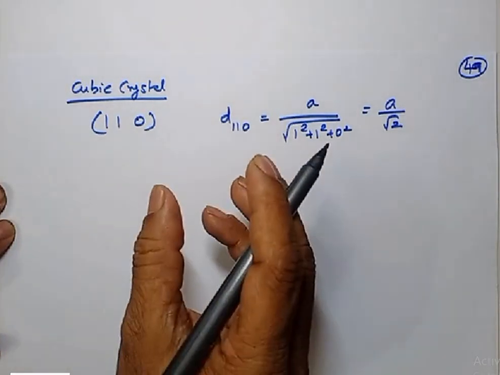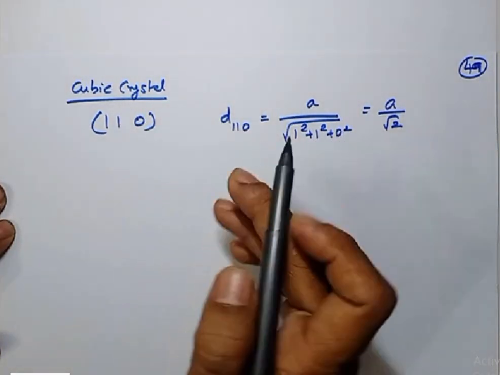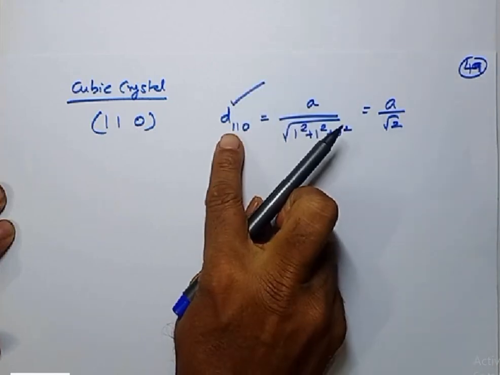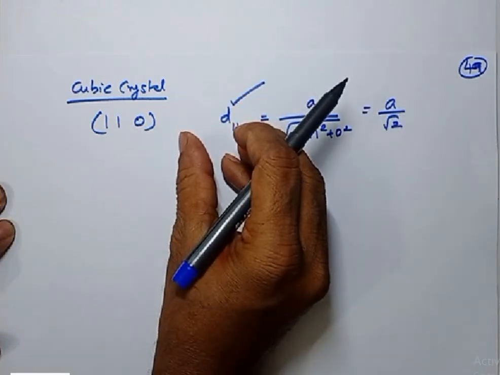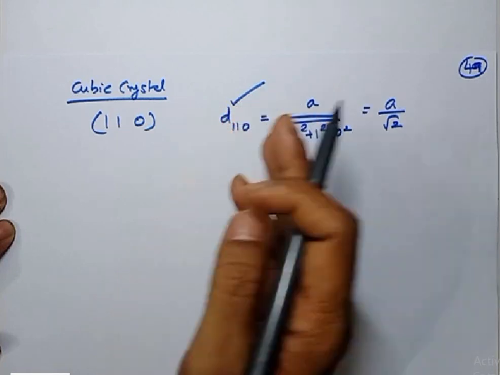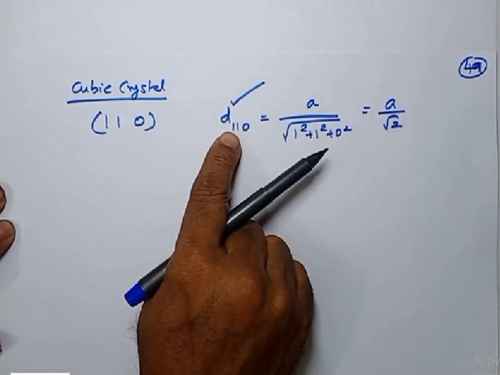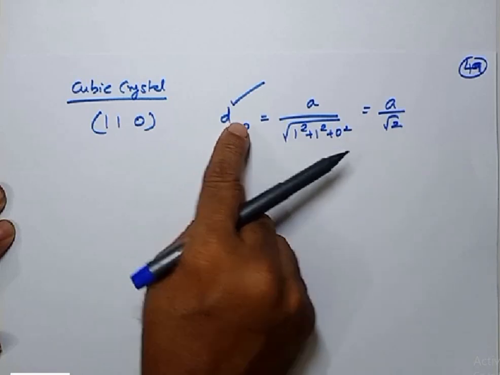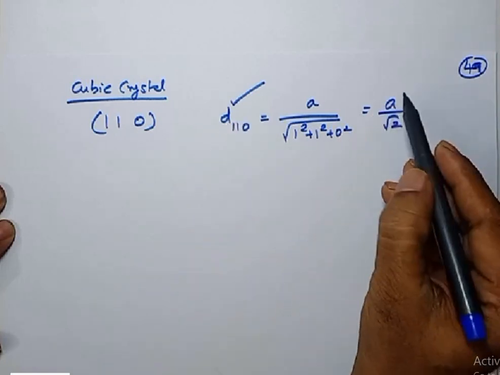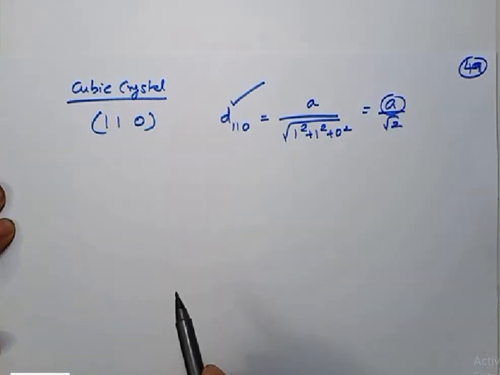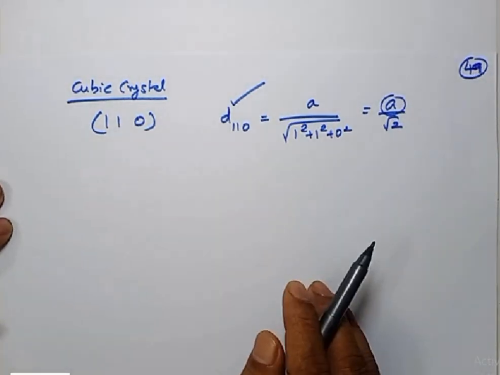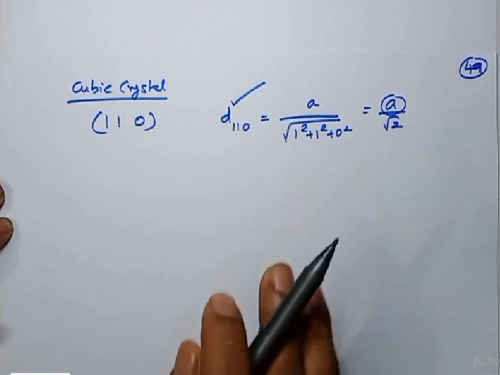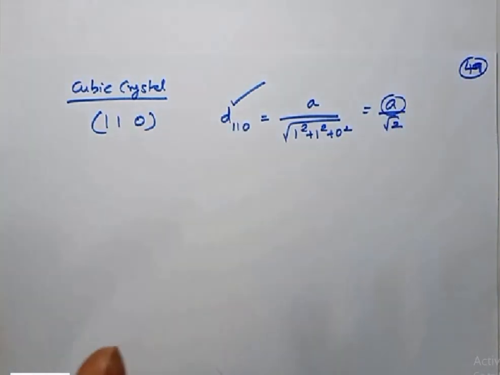Through the X-ray diffraction technique, we can find the interplanar distance experimentally. If you know the interplanar distance, you can find the unit cell parameter A. This relation is very important because using this you can find the unit cell parameters A, B, C, alpha, beta, gamma, everything. Take note.